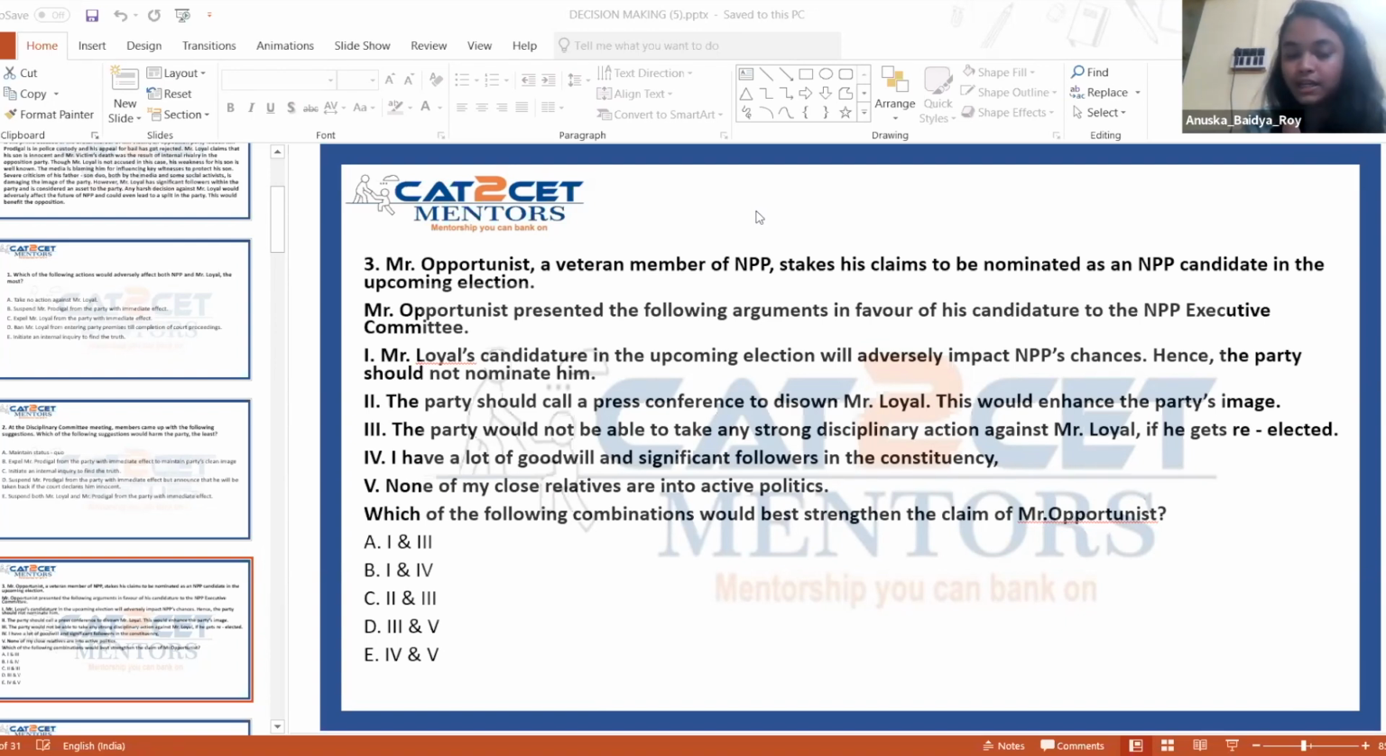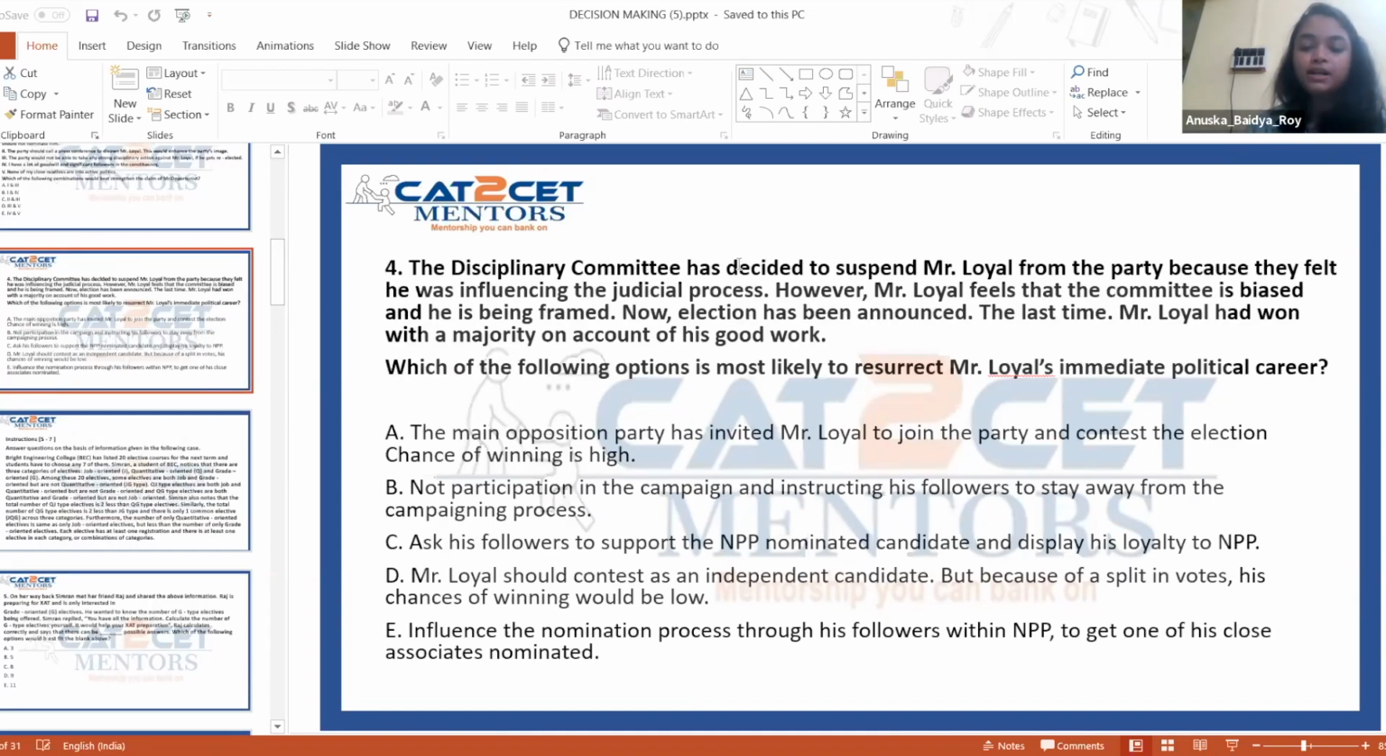Okay, so what are the two options that we can see? One, Mr. Lal's candidature in the upcoming election will adversely impact NPP's chances. And 4, I have a lot of goodwill and significant followers in the constituency. Therefore, my answer is option B. Okay, 1 and 4.